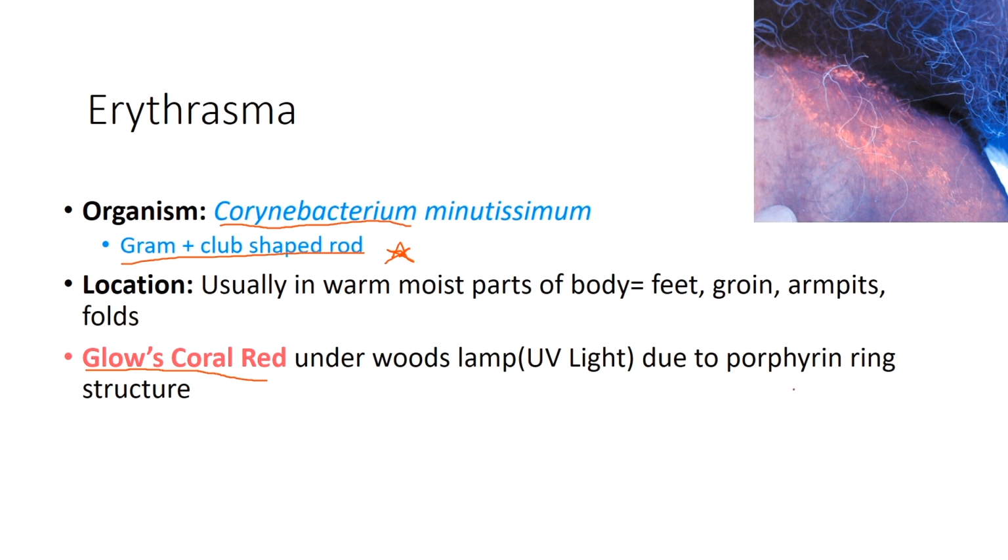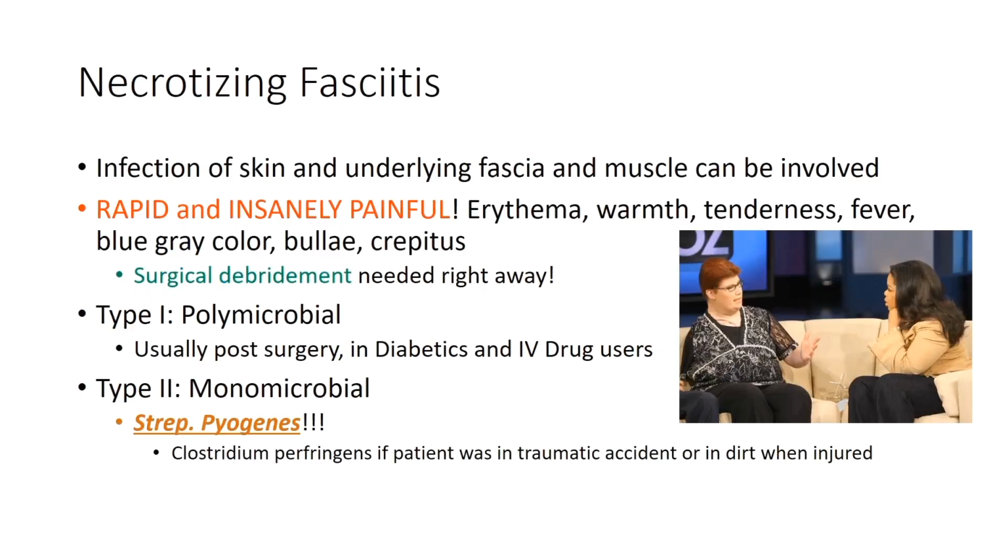And this is due to it having a porphyrin ring structure that sends back that light in the Wood's lamp, which is your UV light. So, necrotizing fasciitis, or "neck fash." I'm going to tell you a little story about this.